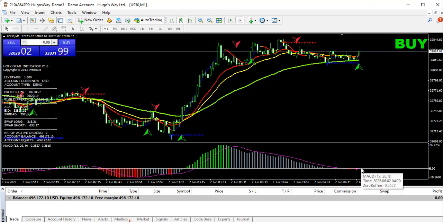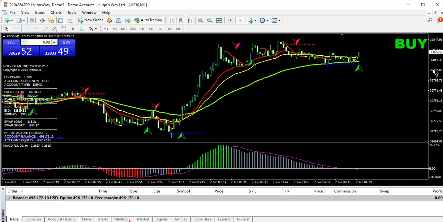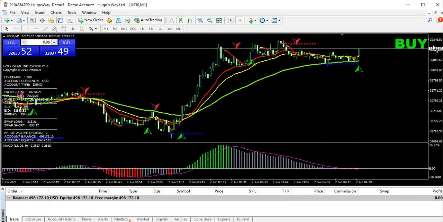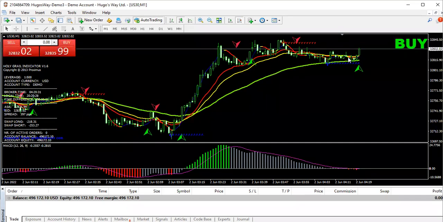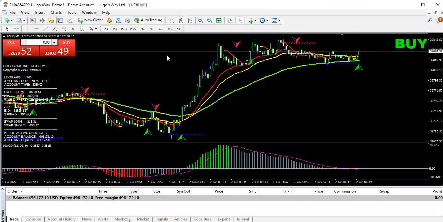But look down here, we don't have any green yet. I would like to see some green before I take this buy. And I would like to see the red on top of the yellow. And this is coming out of a consolidation, okay? So you can see, I like confluence. I like multiple confirmations.